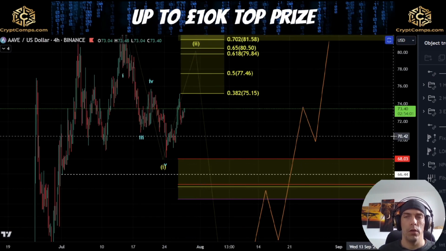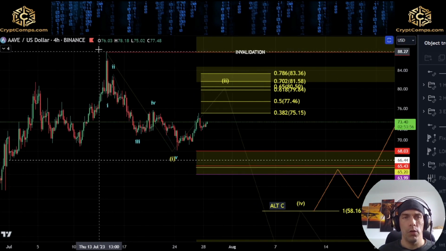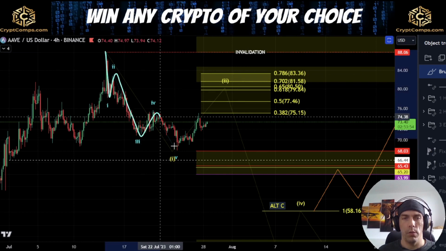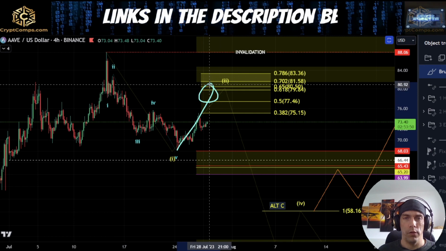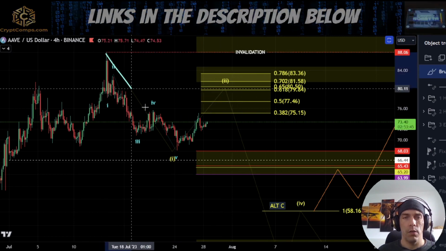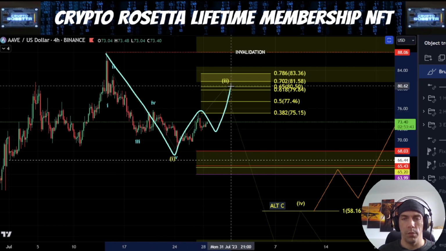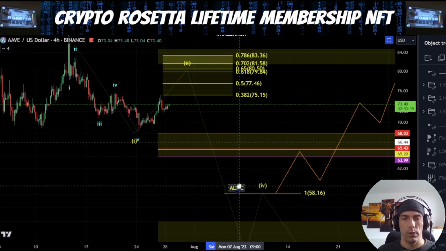Now the other way we could argue that this is taking place is that if we do complete into this high here, what we could have is that this move here is 1, 2, 3, 4, and 5, and what we'd then be looking for is the potential of this as either a wave 2 or a B wave. Now if this is an ABC as a zigzag, what we'd be looking for is 3 waves to the upside here and then another 5-wave move down. So this is why we have this alternative C wave here.